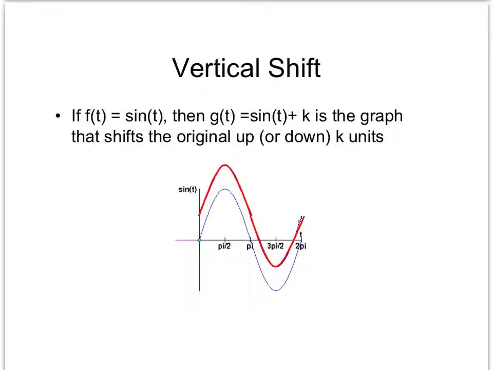In this picture here, the blue curve is my original sine curve. And then I took that curve and moved it up a certain number of units and it became the red curve. Formula-wise, the way you shift a curve up or down is by adding something to the end of the equation. So sine of t plus 2 would move the entire graph up 2 units, or down if it was negative.